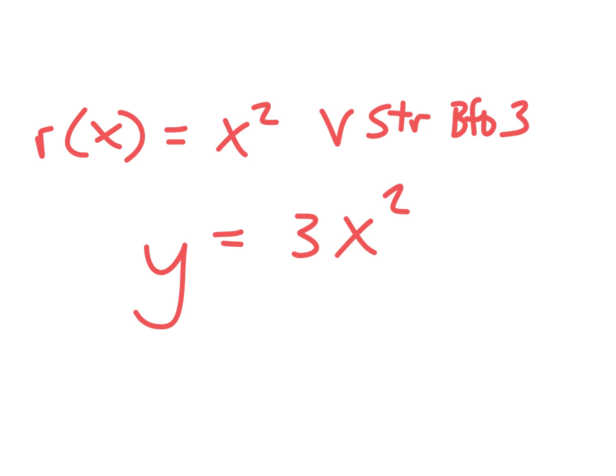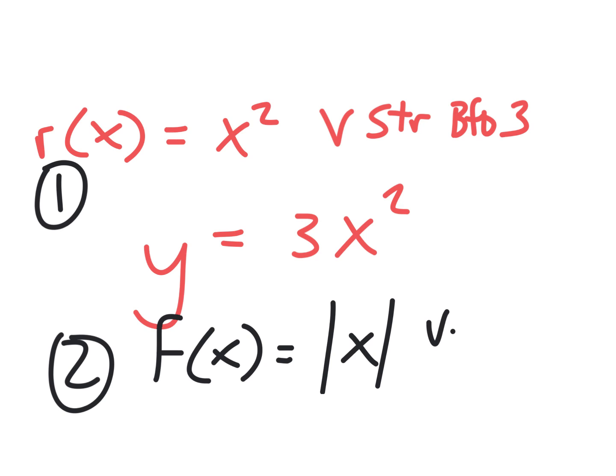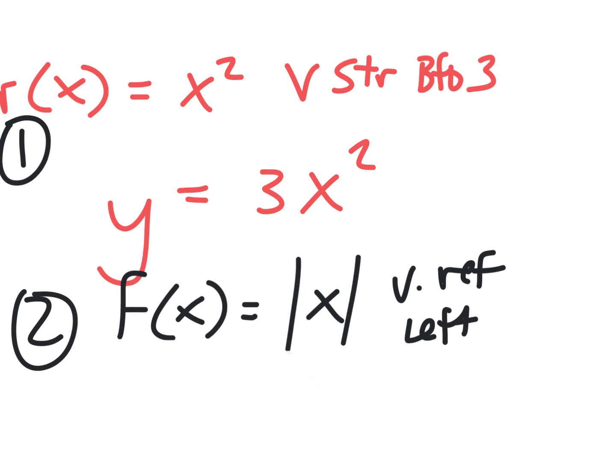Megan, can you read me number 2? F of x equals absolute value of x that has been vertically reflected and moved leftward. Vertically reflected and left what? 4. Okay.